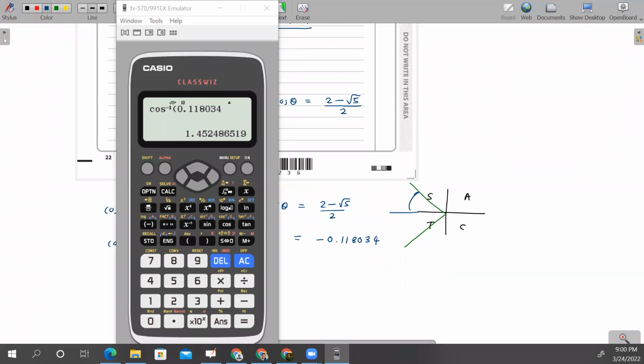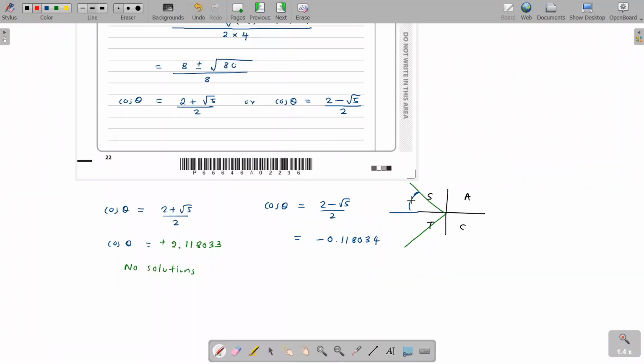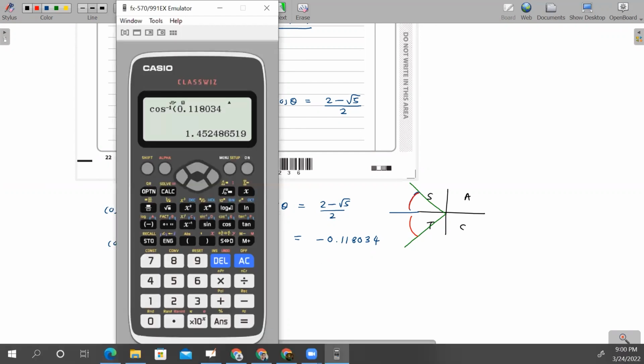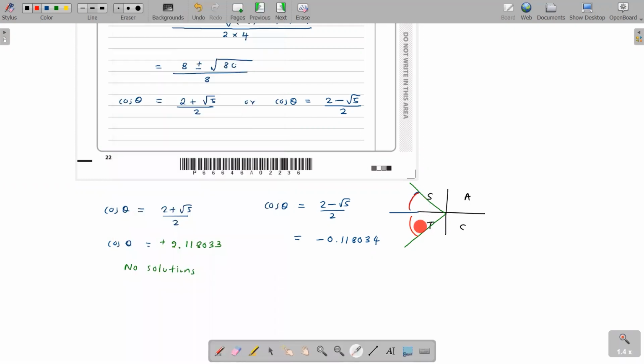Okay, so remember what you are getting here. You are getting the acute angle for the quadrants where cos is negative. Remember, you are not getting the final answer here. I'm getting the calculator value here as 1.4585. This is not a final answer. It's just the acute angle for the two quadrants where cos is negative. So we'll mark that.